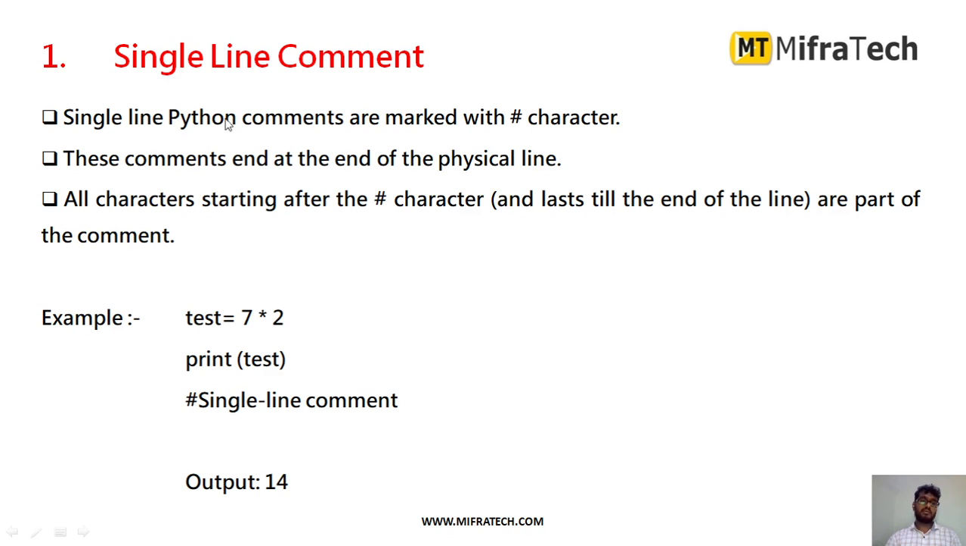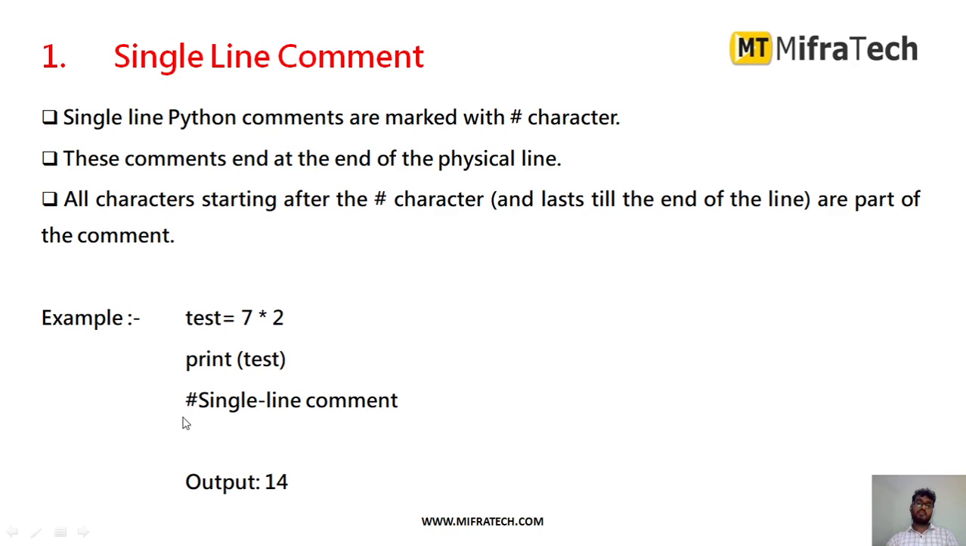So we'll see with an example. Here I have taken test is equal to 7 into 2, print test. So my expected output will be 14. Here I can use the hash symbol and write "single line comment". This hash single line comment line will not be executed by the compiler. So this is the comment.